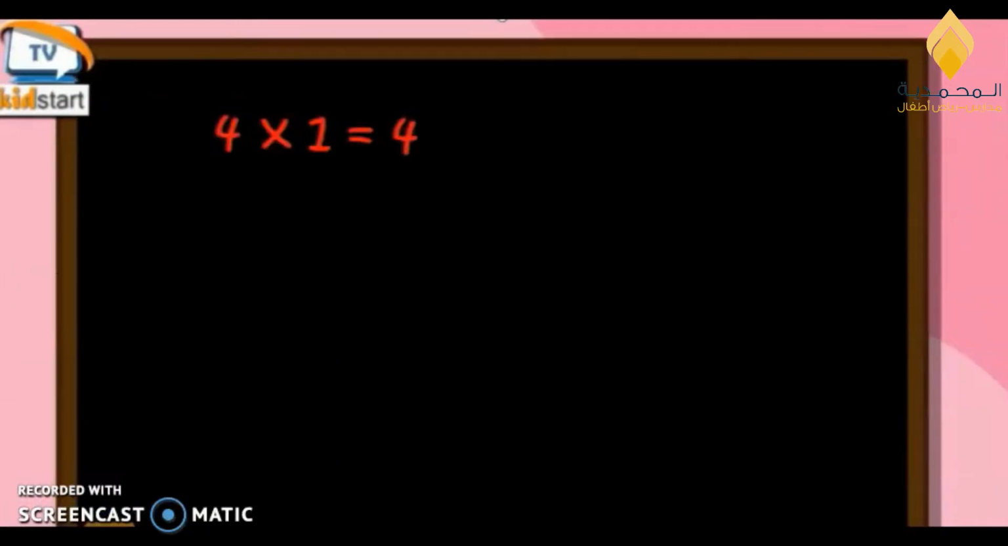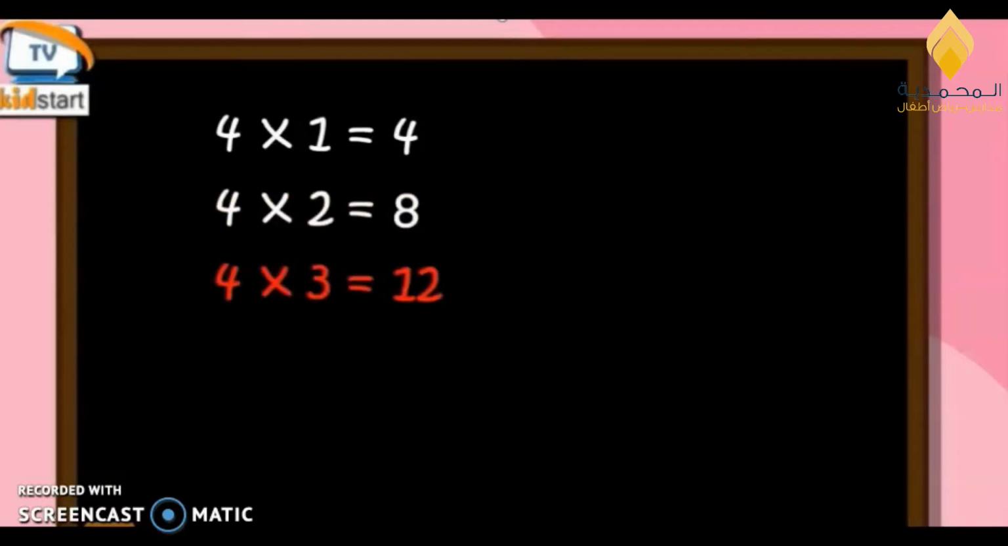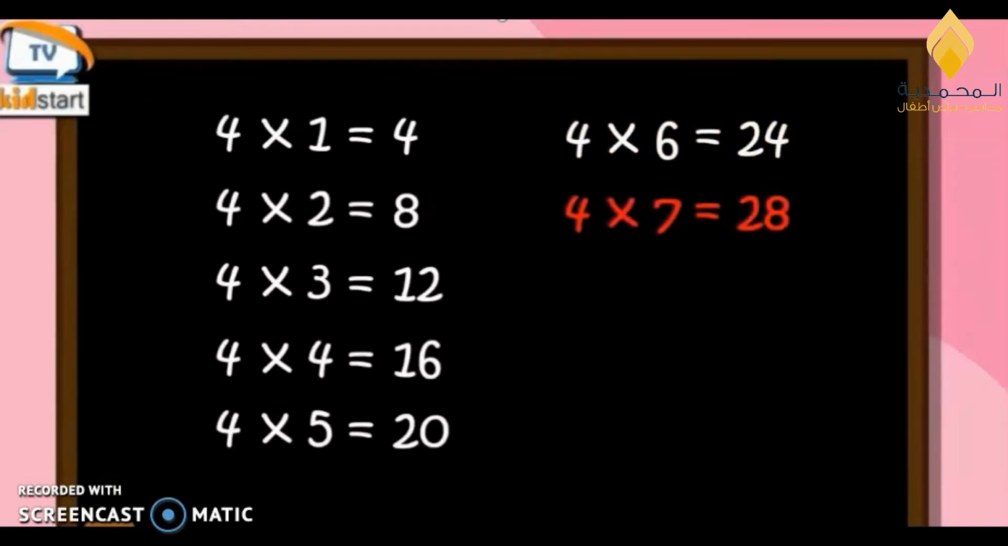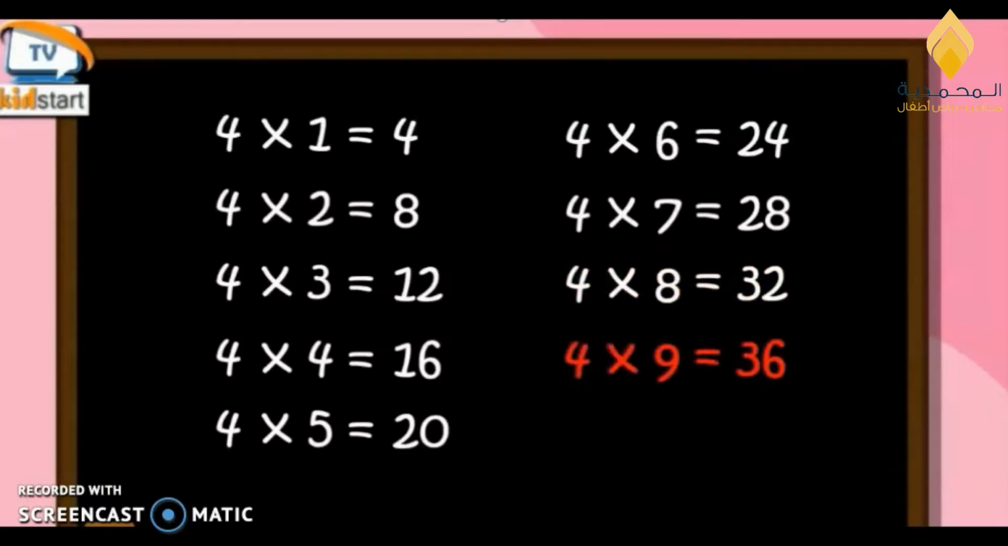Let's do it again. 4 times 1 is 4. 4 times 2 is 8. 4 times 3 is 12. 4 times 4 is 16. 4 times 5 is 20. 4 times 6 is 24. 4 times 7 is 28. 4 times 8 is 32. 4 times 9 is 36. 4 times 10 is 40. Excellent, students.